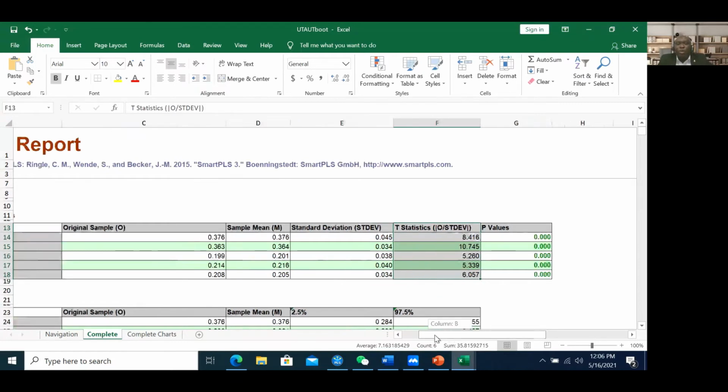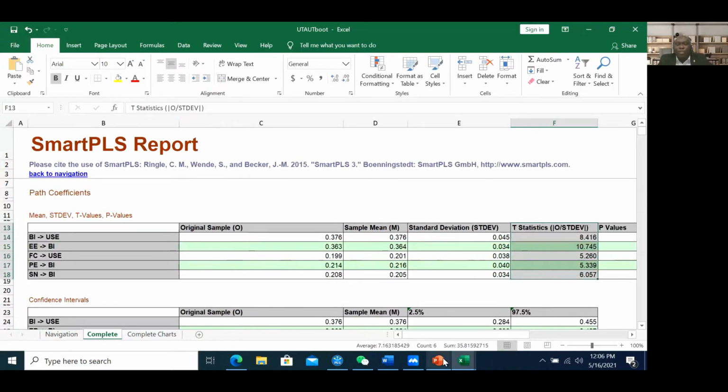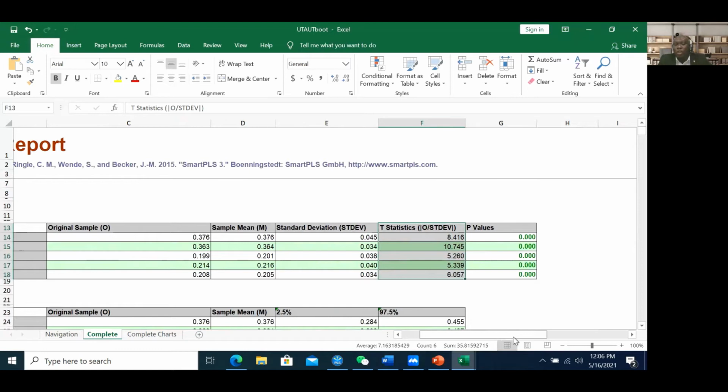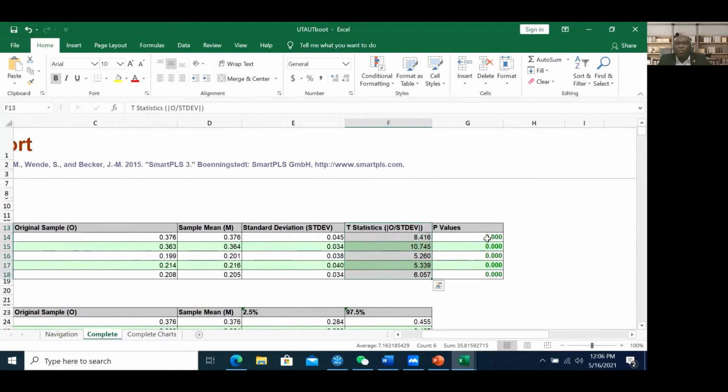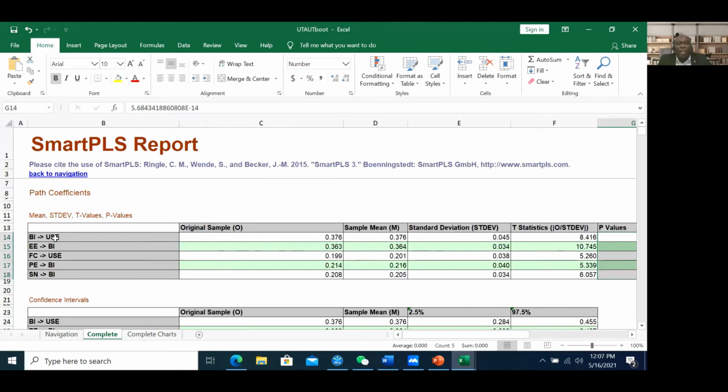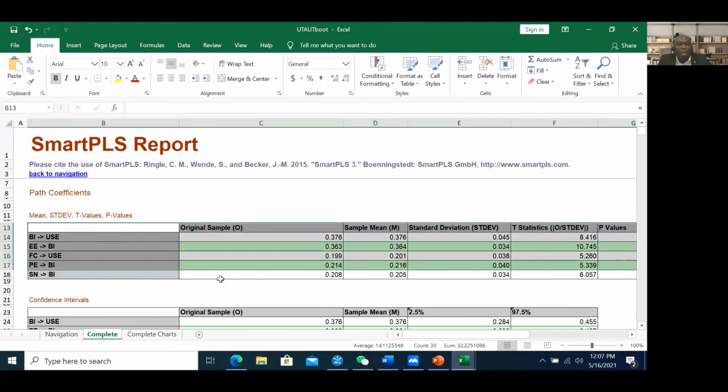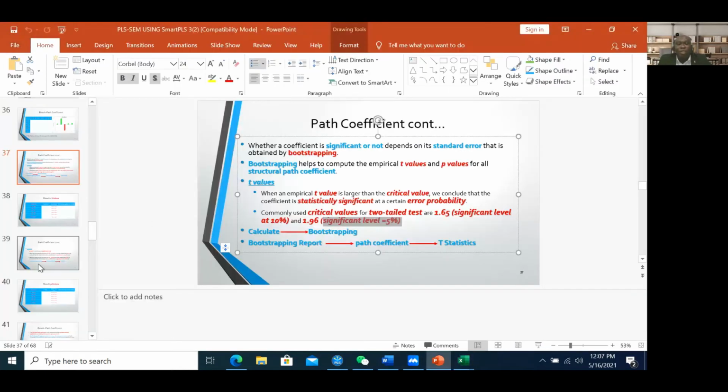Then we look at the statistical significance of the hypotheses we posited. You see the p-values, the common values for p-values are 0.001 or 0.05. All of them here are 0, less than 0.001, so they are statistically significant. This basically means that all our hypotheses have been supported.